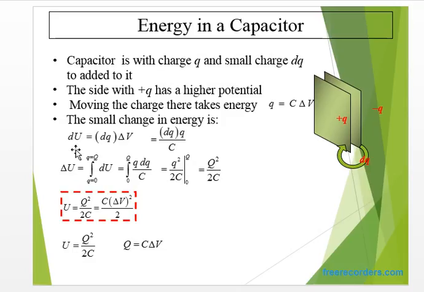This is a small change in energy, dU. This is equal to dq multiplied by delta V. What is delta V? Q upon C. So we can say delta U is equal to the integration of dU, or ultimately U is equal to Q square by 2C. So energy stored in the capacitor depends on the charge and on the capacitance.